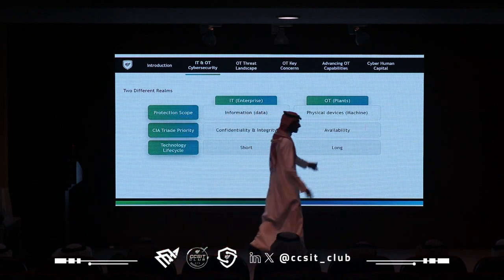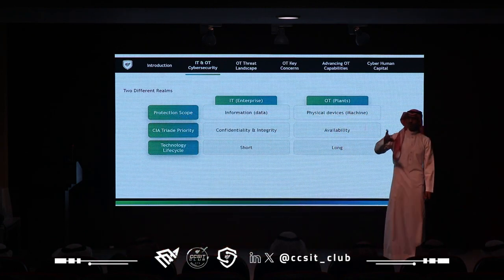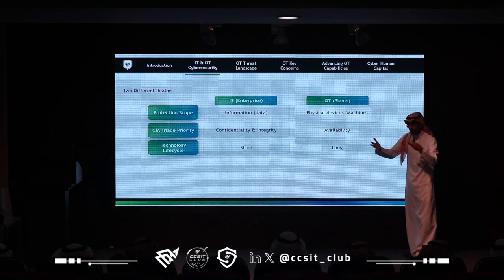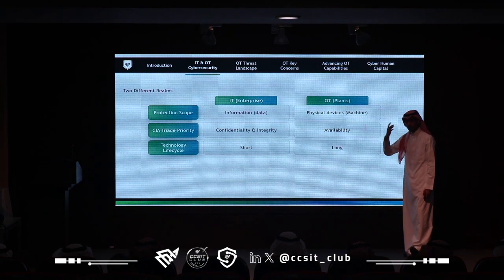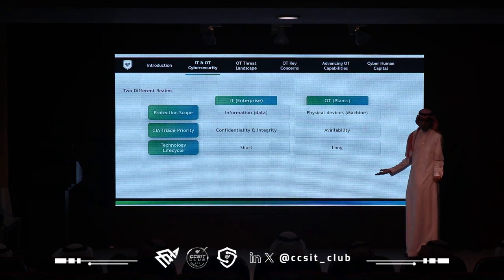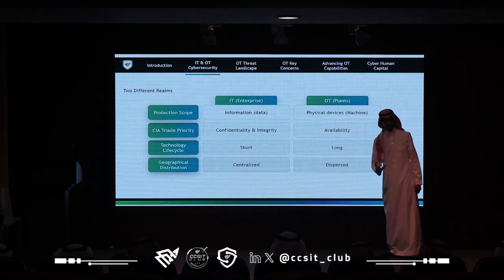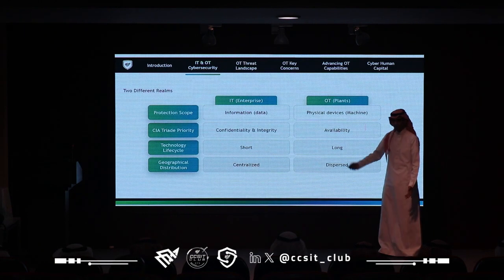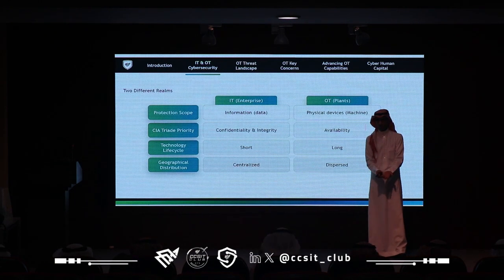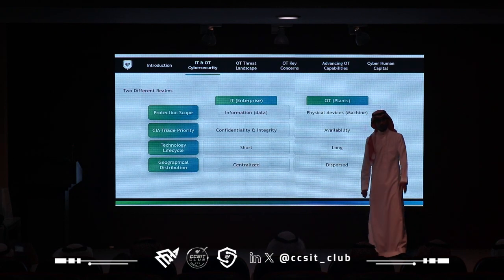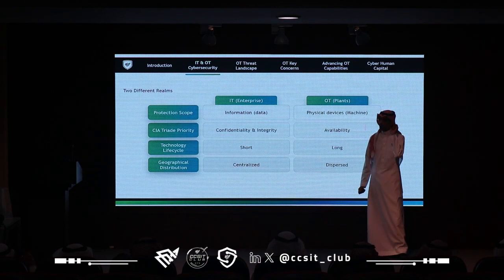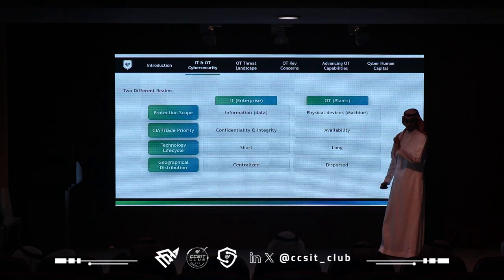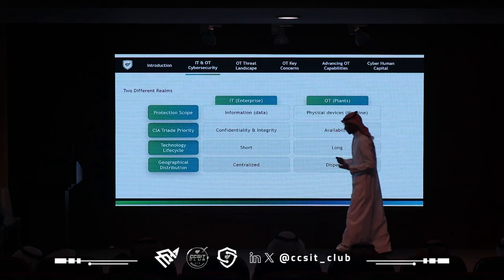When it comes to OT plants, it's extremely long. We have devices in the plants that span more than 20 years. So this is a major thing when it comes to cybersecurity. You need to be updated, but in the plants, unfortunately, I cannot. Last but not least is the geographical distribution. Most of our IT systems and data software are located in a data center, a co-located, centralized location. But in OT, as mentioned by Salim, we have RTUs, and oil and gas fields that are thousands of kilometers away. So now we understand the differences.